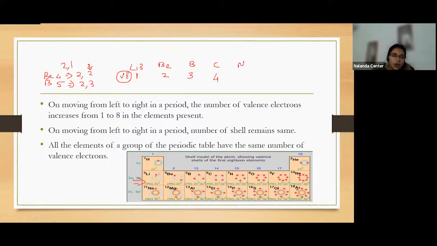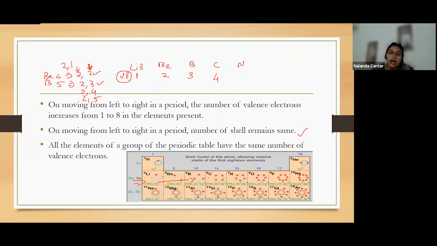So as you go across a period, valence electrons are going to increase. But the number of shells, if you see, this is 2, 2, this is 2, 3, the next is going to be 2, 4, the next 2, 5. This is the first shell and this is the second shell. Did it affect the number of shells? As we go across a period, the number of shells remains the same, but the valence electrons increase as we move across a period.